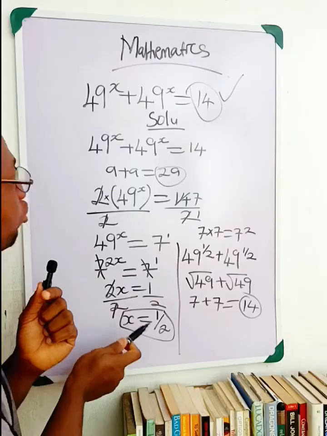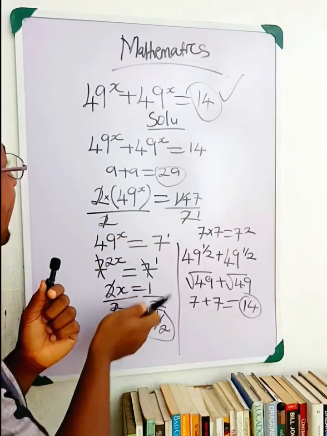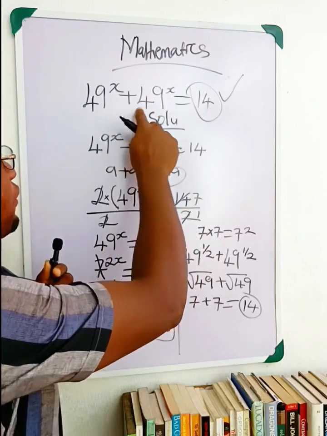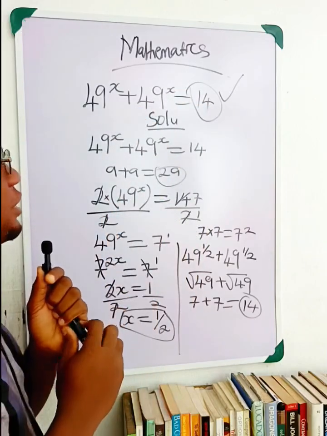Anytime you get an answer, try and prove it by going back to the equation, because as a result of this equality sign, everything on the left hand should equal everything on the right hand.